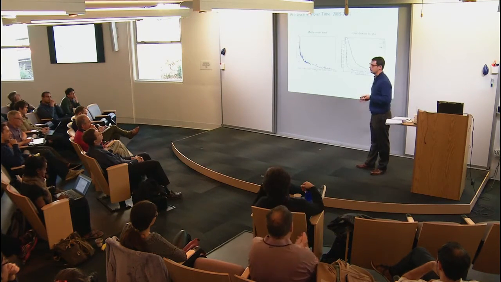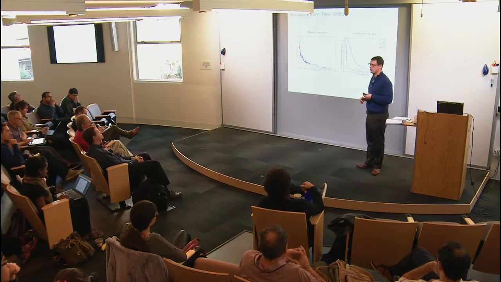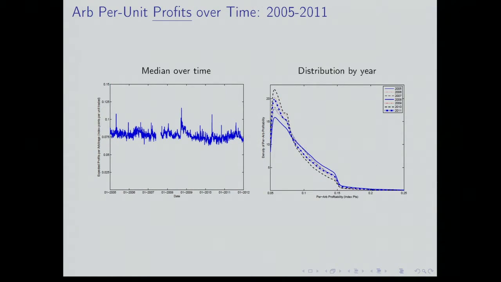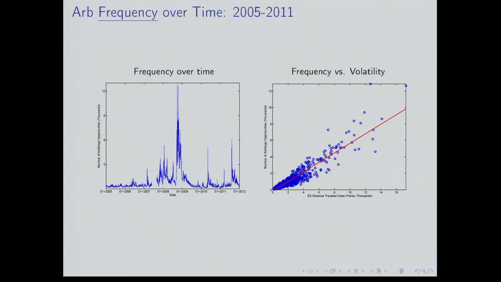So this slide shows you that the duration of these arbitrage opportunities came way down over the course of our data. From 2005, they lasted in excess of a tenth of a second. By 2011, they lasted less than a hundredth of a second. And this is a fancier way of showing the same thing. The profitability of these arbitrage opportunities was pretty flat over time. The frequency varied over time, but the frequency was driven almost entirely by just asking how volatile was the market. The more volatile the market, the choppier the market, the more arbitrage opportunities there are.